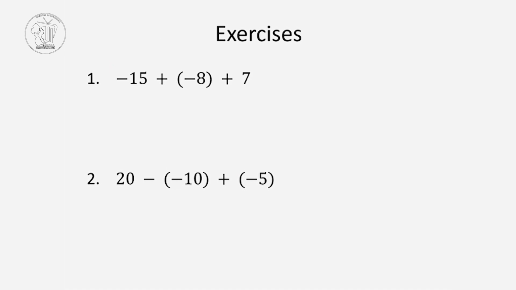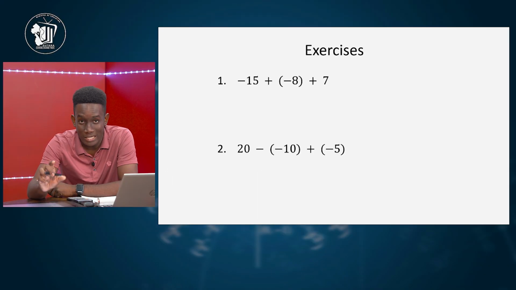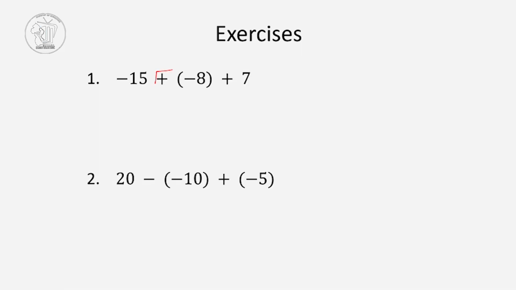So we have negative 15 plus negative 8 plus 7. Once again, from the time you see you have two signs together, make it into one sign. So we have these two signs together, the plus and the minus. That would cancel out and of course give you a minus. So negative 15 subtract 8 would give us a negative 23.